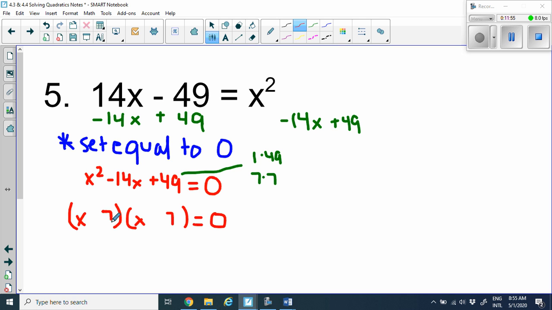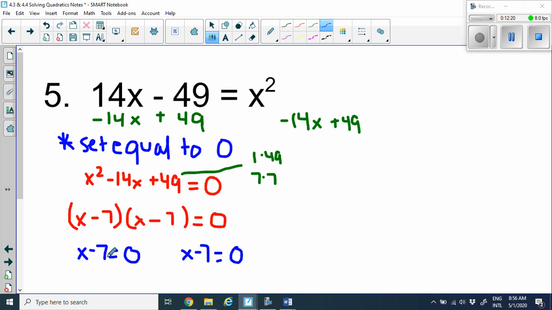And notice that my 14 is negative, so that means both of these have to be negative. Notice that my factors are exactly the same. So that means when I set both of them equal to 0, my solution is going to be the same. Okay? So I have x minus 7 equals 0, and x minus 7 equals 0.